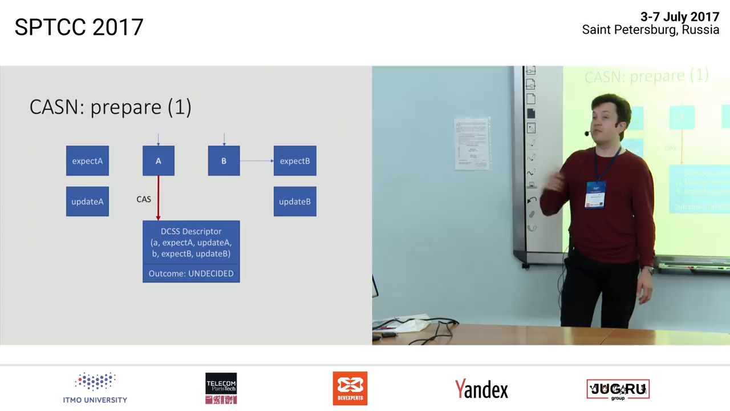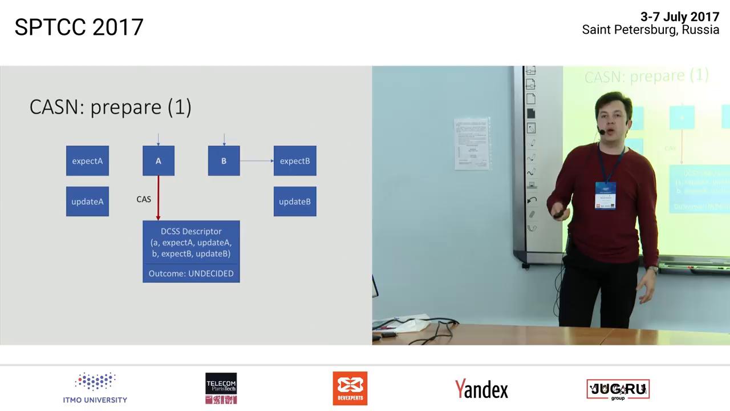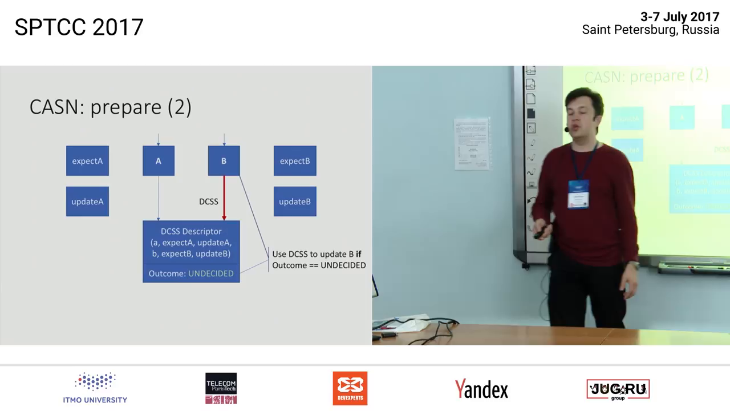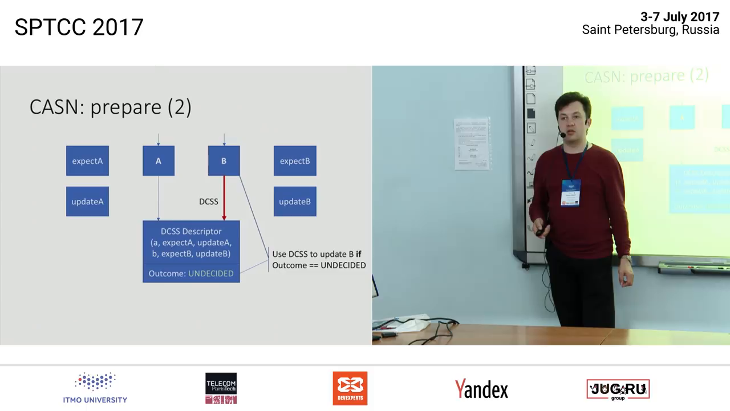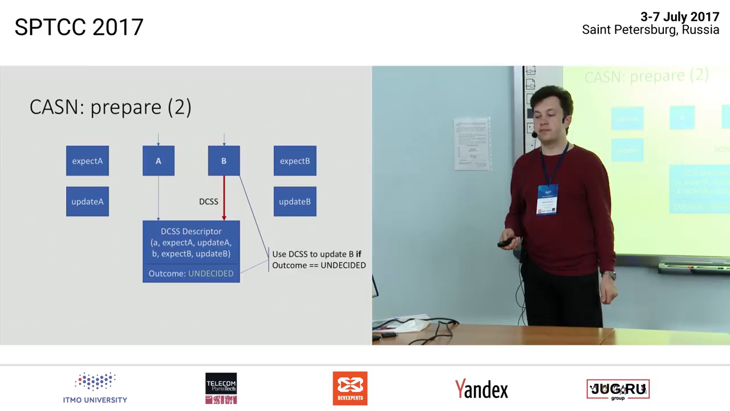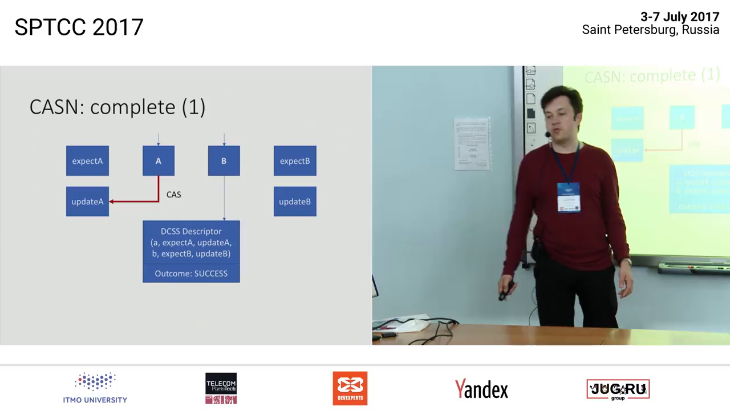We may have completed this operation 10 times and reverted all back, and some helper who learned about this could wake up and say, oh, I decide to help. So that's why we do the further installation of this descriptor, publishing, conditionally. We use the previous double compare single swap operation to install the descriptor into B only if, and only if, the outcome was still undecided. We don't do this if it reached a decision. Then we reach consensus. We know it's a success. We successfully installed it. And then we update it to the final value in A, update it to the final value in B.